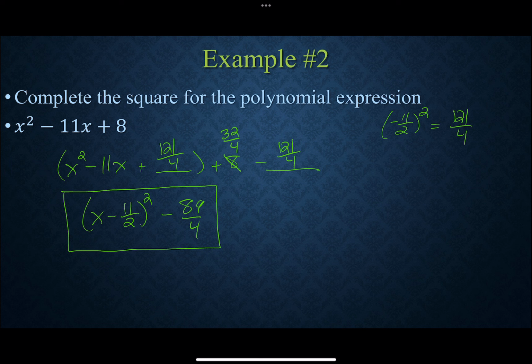So that's what's happening if it's an odd coefficient in front of the x. You're just going to create a fraction there. How we do it doesn't change. Still half of the middle term, square it, that's what you fill in for the plus on the inside, and then minus on the outside, always trying to balance it out.